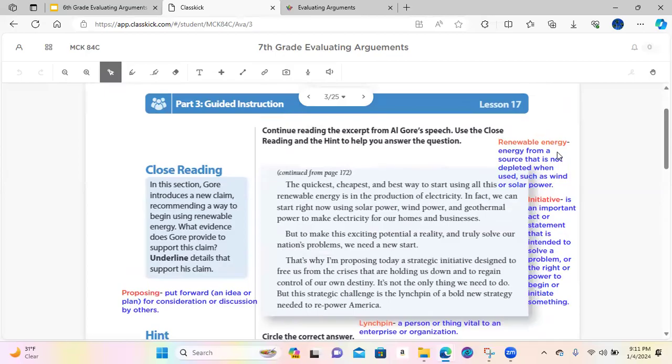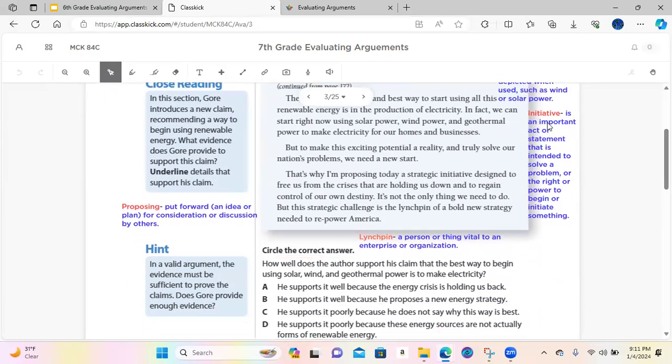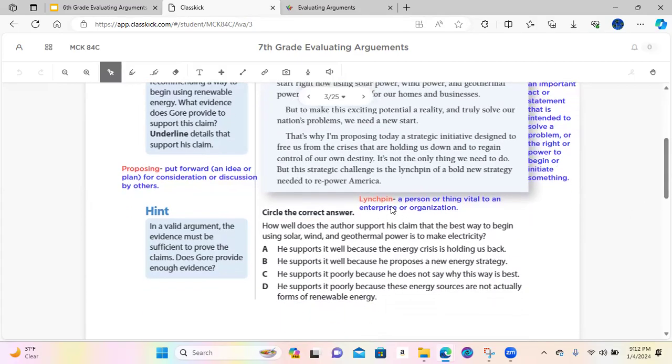Renewable energy, that's energy from a source that is not depleted when used, such as wind or solar power. The word initiative is an important act or statement that is intended to solve a problem, or the right or power to begin or initiate something. The word linchpin, a person or thing vital to an enterprise or organization.